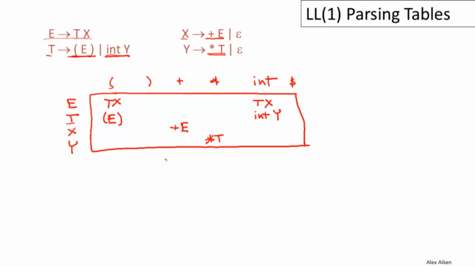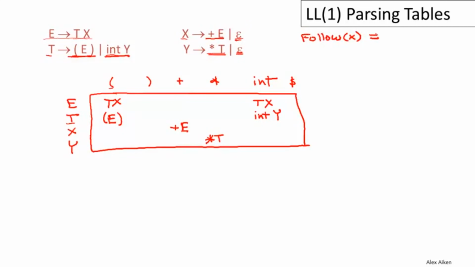Now we just have the two epsilon productions left, and these are the only productions actually that can go to epsilon. So when would we use X goes to epsilon or Y goes to epsilon? Recall that we need to know what is in the follow of X in order to know when to use X goes to epsilon. We computed that in the last lecture, but let's just write it down again here.